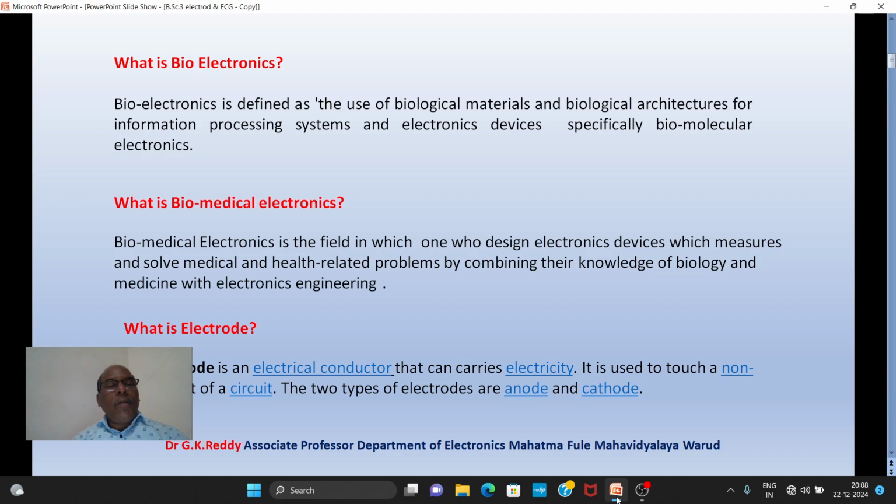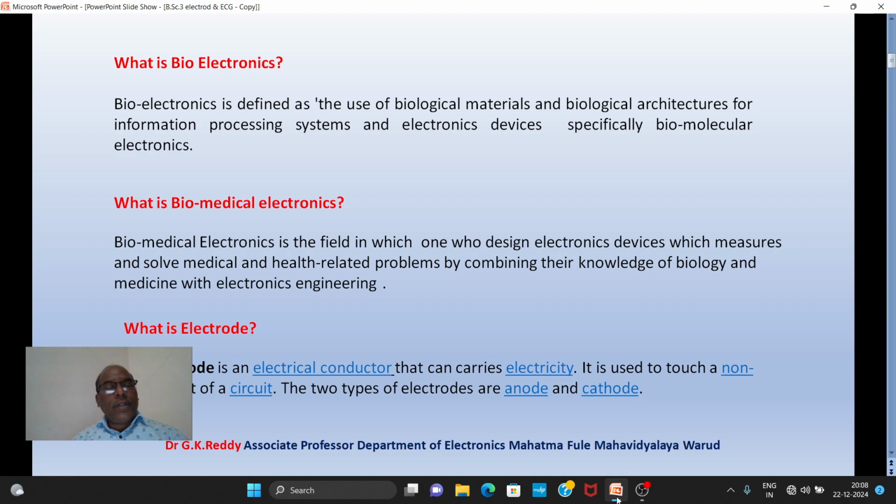Then, what is biomedical electronics? Biomedical electronics is the field in which one designs electronic devices which measure and solve medical and health related problems by combining their knowledge of biology and medicine with electronics engineering.